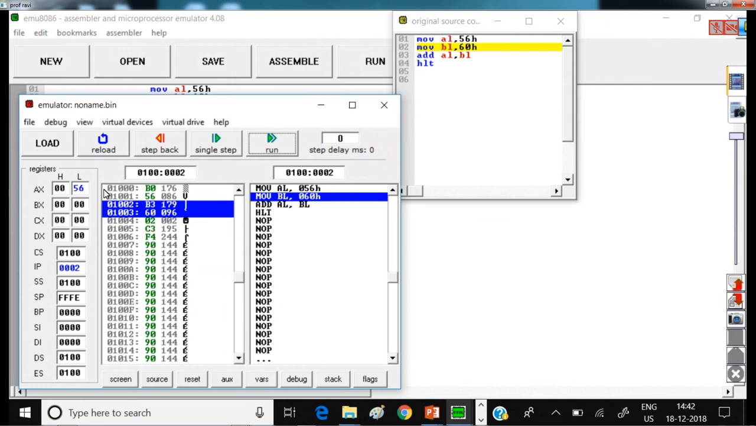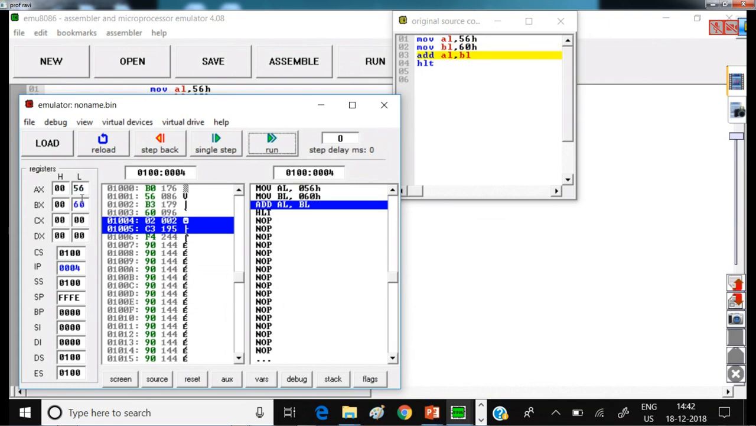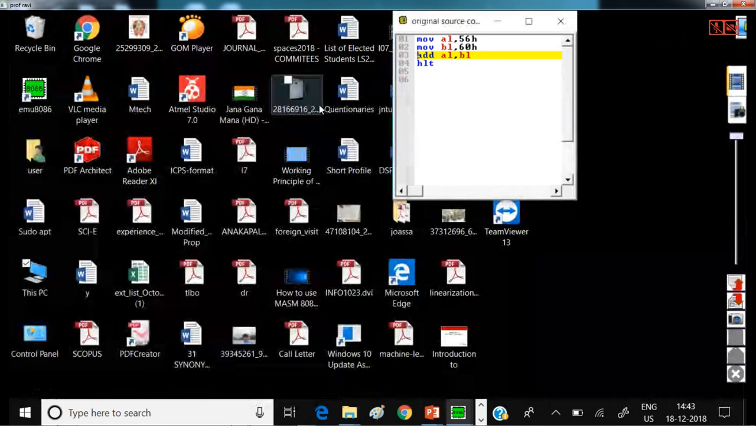I am going step by step, slowly. The next instruction is MOV BL, 60, so the second number is moved into BL. When you look at BX, the lower byte is 00; BH and BL are both 00. But the moment I execute this instruction, 60 will be moved into BL.